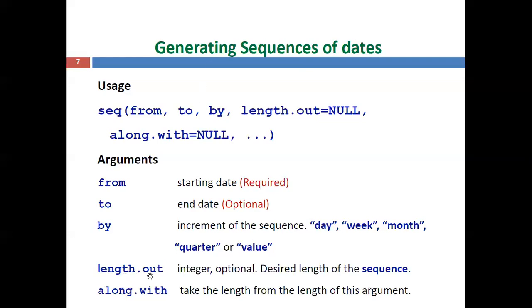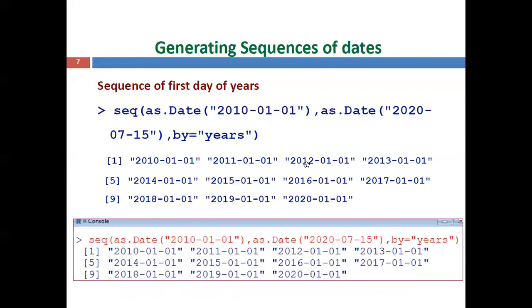Then length.out, it is an integer, optional, the desired length of the sequence. Then along.with, just now we demonstrated an example, takes the length from the length of this argument. So this is the syntax of creating a sequence for dates. Now we will see some examples with respect to all.